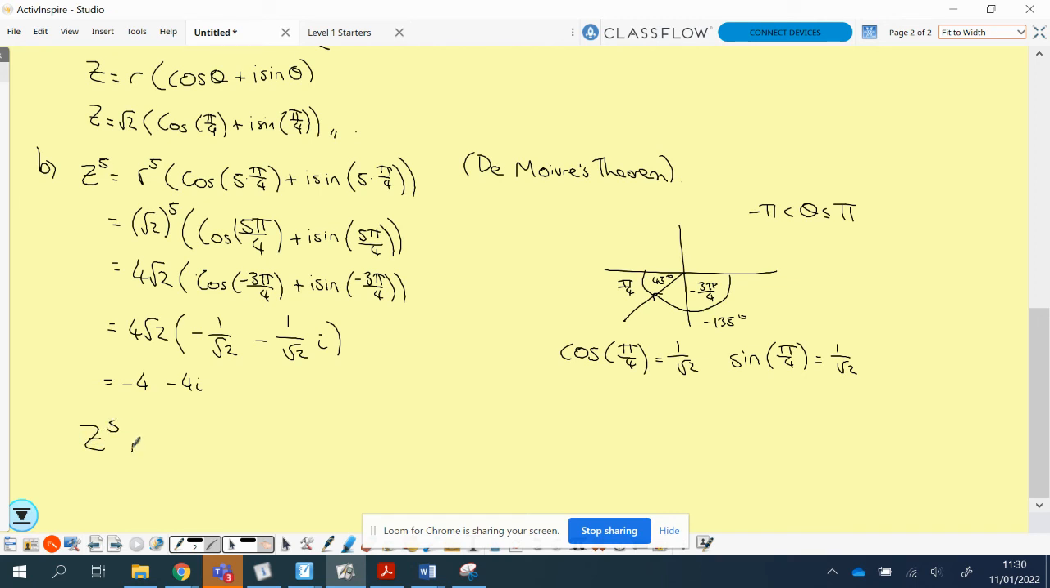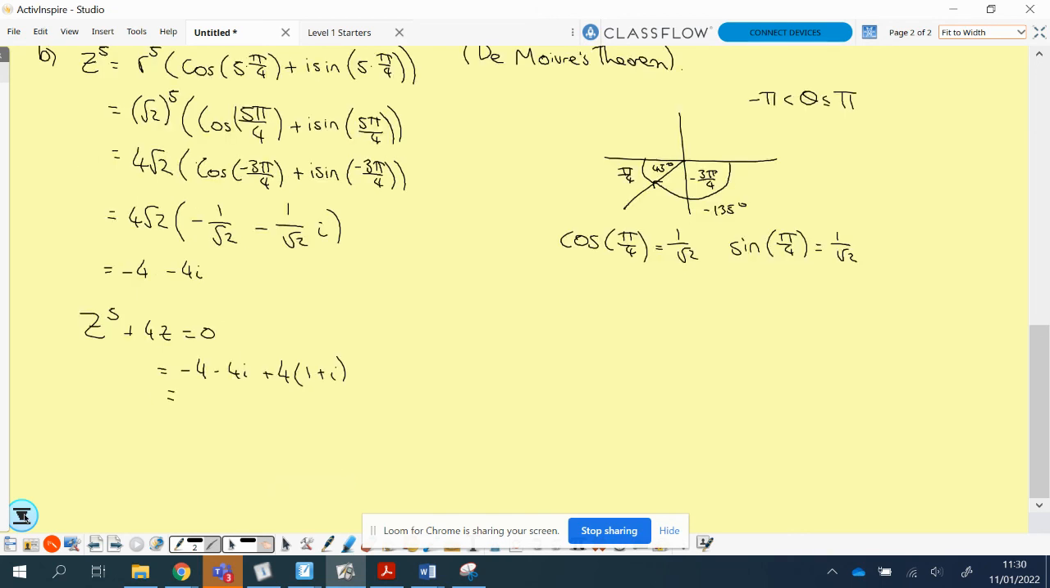I'm asked to show z to the power 5 plus 4 lots of z equals 0. Well, I know what z to the power 5 is, that's going to be negative 4 minus 4i, plus 4 lots of z. z was 1 plus i to start off with. So it's negative 4 minus 4i plus 4 plus 4i. And you can see everything cancels, and we can show that it does, in fact, equal 0. And that's the end of the solution there.